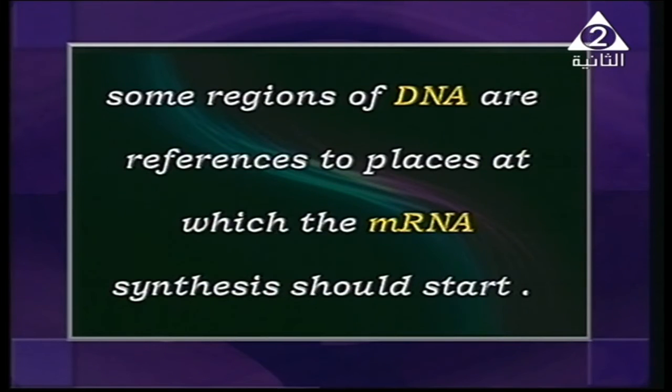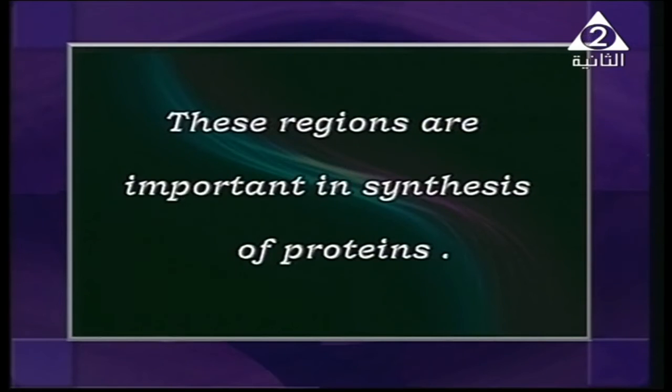Some regions or areas of DNA are references to places at which the mRNA, or messenger RNA, synthesis should start. So they act as a what? As a label or reference for the RNA to start, from which part it will be synthesized. These regions are important in the synthesis of proteins. They are very important in the manufacture and making of proteins.